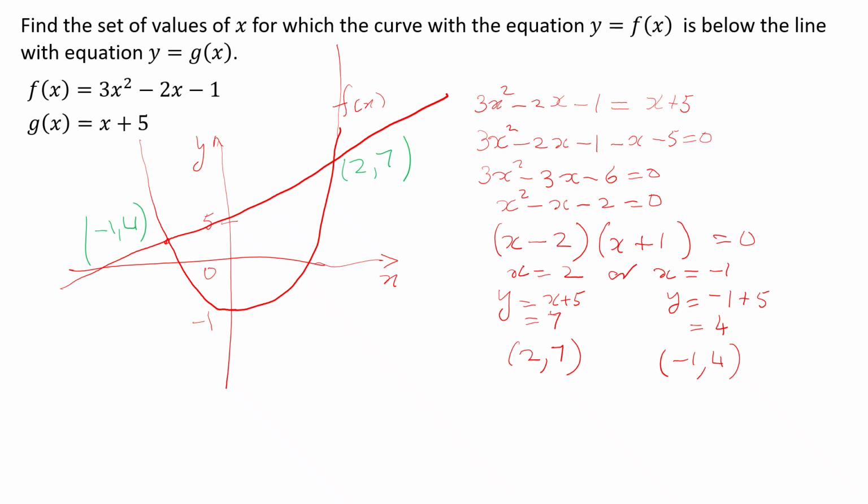Now f(x) is below the line with the equation g(x). So f(x) is the quadratic graph. It's the part below the line. So the inequality: this is minus 1, this is 2. So between minus 1 and 2, this is the inequality.